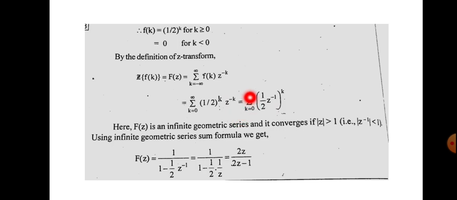This can be written as the sum from k equal to 0 to infinity. Here k is common, so we can take it outside: (1 by 2 into z raised to minus 1) all raised to k. So we can use the geometric series sum formula because it is in the form of c raised to k, which can be replaced by 1 by 1 minus c. Here, instead of c we are using 1 by 2 z inverse. That is, the sum from k equal to 0 to infinity of c raised to k is equal to 1 by 1 minus c. That is the geometric sum series formula, so it can be applied here. So we get f of z equal to 1 by 1 minus 1 by 2 z inverse. If we multiply and rearrange this, we get 2z by 2z minus 1. So you can do the problem by using this geometric sum series formula.